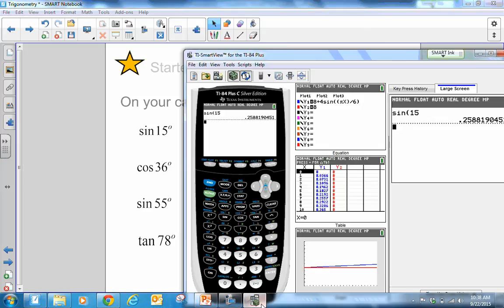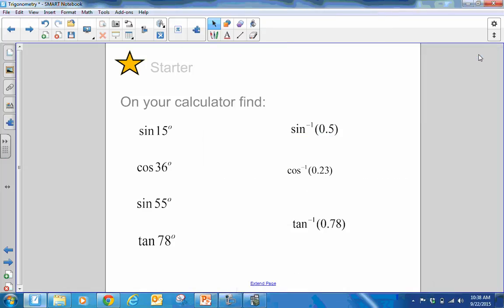And it's 0.258. Maybe I can write it here. What was it? 0.259. And you can continue doing the other ones. I'm going to do cos, and then I'm going to show you the other ones.